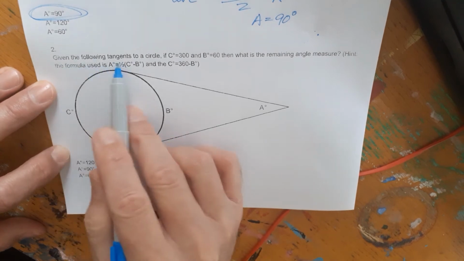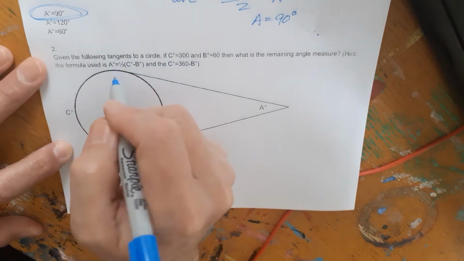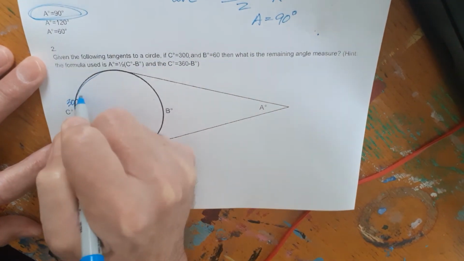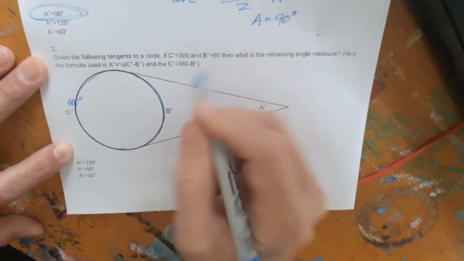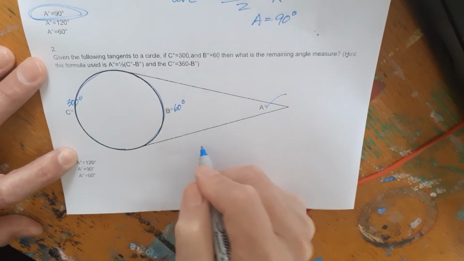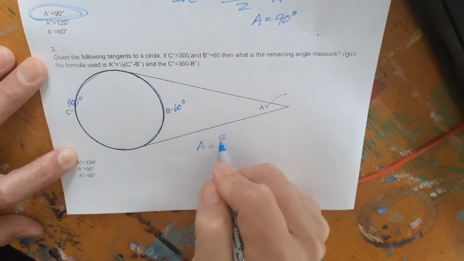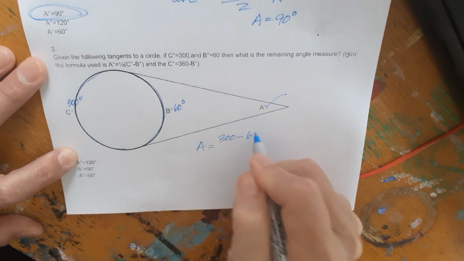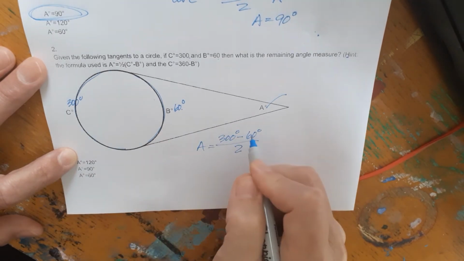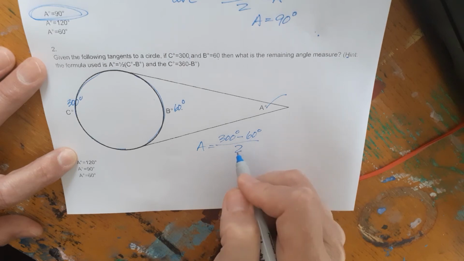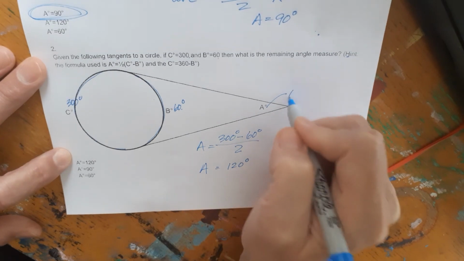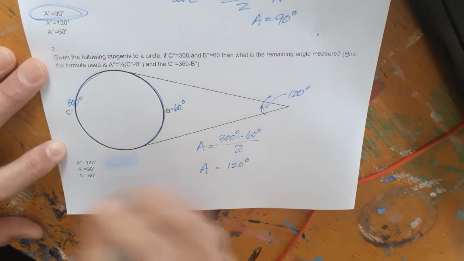All right, same one. Given the following tangents of a circle, C equals 300. So this larger arc is 300 degrees. This smaller inside arc is 60 degrees. What's the remaining measure, angle A? Well, we're going to say A equals the larger, 300, minus the smaller, the major minus the minor, divided by 2. 300 minus 60 is 240, divided by 2 is 120. This equals 120 degrees. That would be this right there.